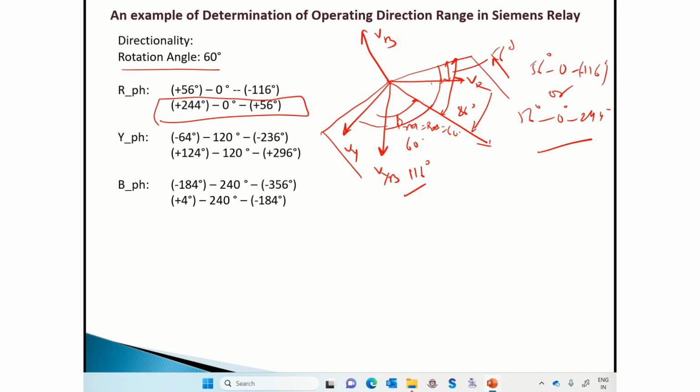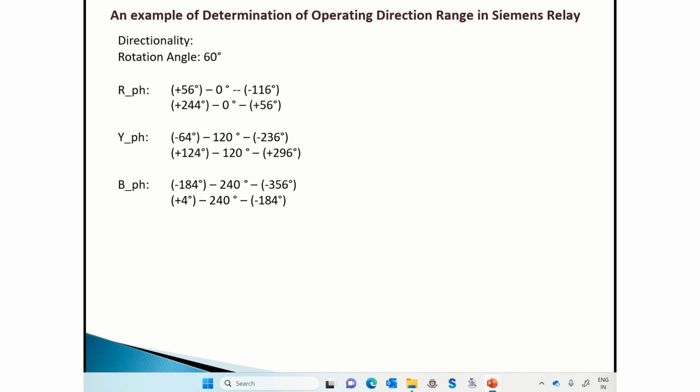But for this particular case, for the same settings, if a user is assuming that if I am setting 60° in the Siemens relay and 60° in the ABB relay, the operating region will come exactly the same, then it is not the same because of the different nomenclature that these relays are using. So now you have the R phase operating region.